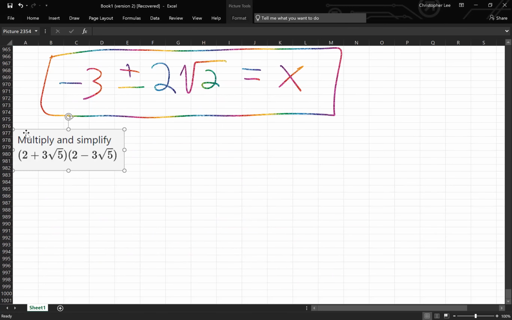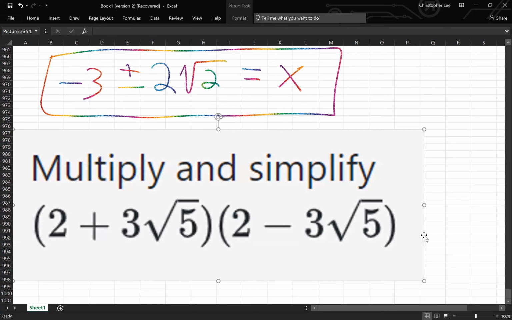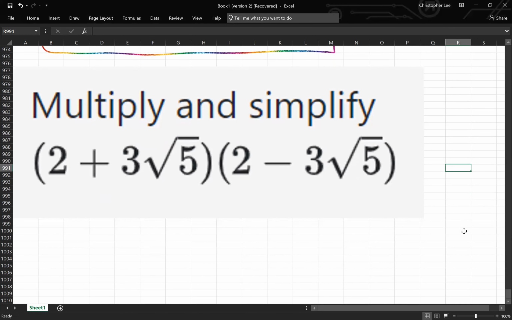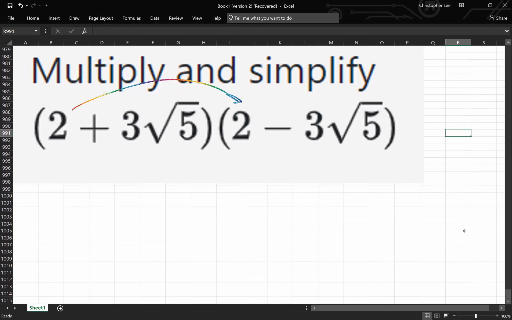All right, so check this out. We want to multiply these. But you already know, we're just gonna FOIL it. Nothing crazy. So 2 times 2, what's that? 4, and then 2 times this, what's that? Negative 6 what? Square root 5, very good.